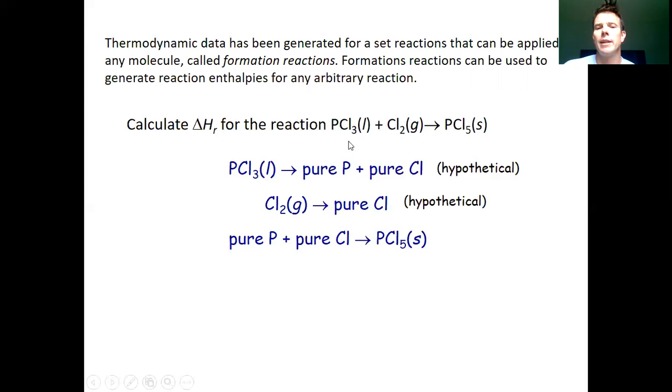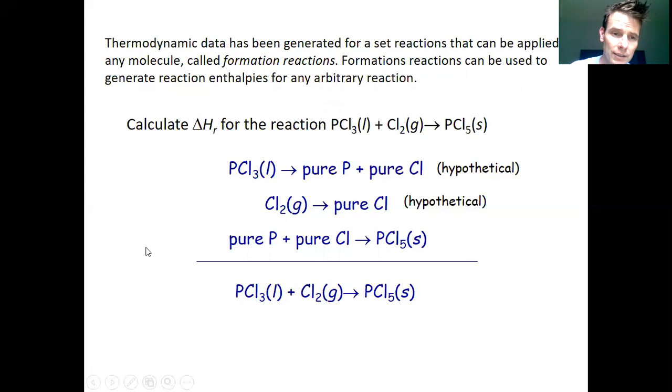What you might imagine doing is taking the reactants, in this case something like PCl3 and chlorine gas. Imagine that I took this PCl3 and I broke it apart to produce some hypothetical compound, which is just pure phosphorus and pure chlorine. And then I took this other reactant, chlorine, and I somehow transferred this to a pure chlorine state. This is kind of dumb because it already is pure chlorine. But if I had pure phosphorus and pure chlorine, you could imagine that I could flip those around and combine them to get pure PCl5.